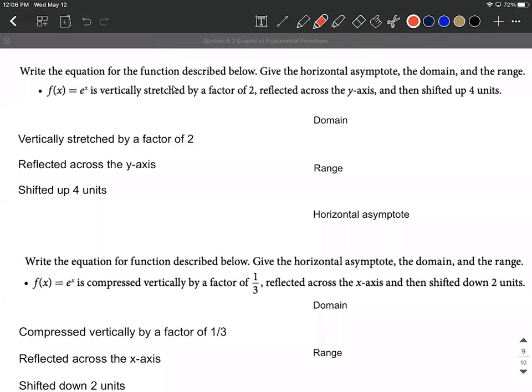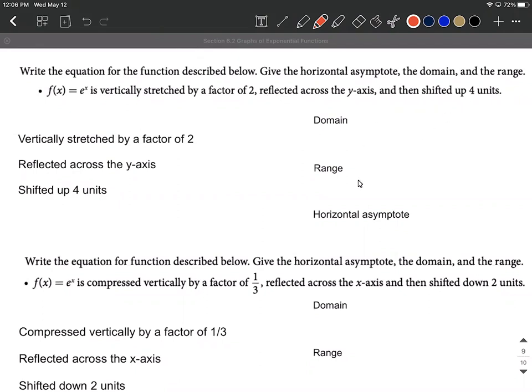Okay, the goal on these problems is we're going to build up a function that has these transformations applied to it. They've asked us to start with e to the x as our basic starting graph or function, and then we're going to vertically stretch this by a factor of 2, reflect it about the y-axis, and then shift it up 4 units.